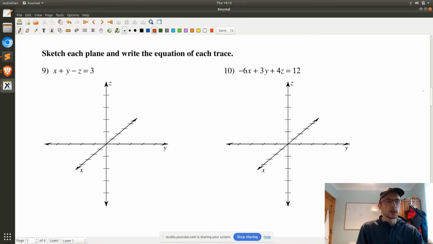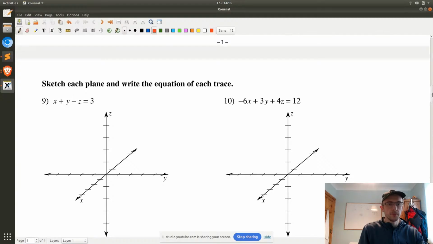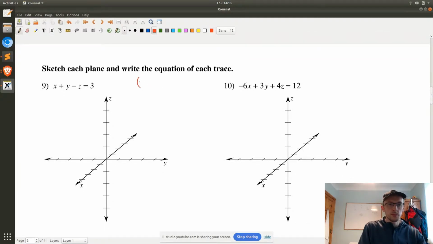Sketch each plane and write the equation of each trace. So for sketching each plane, that's the same as before. 3, 0, 0. 0, 3, 0. 0, 0, negative 3. 3 along. 3 along. 3 down. Okay.